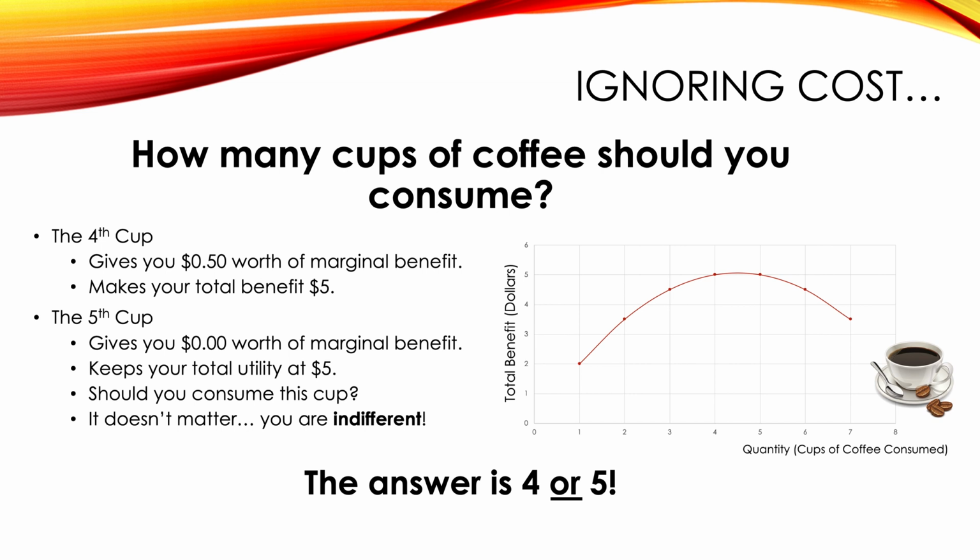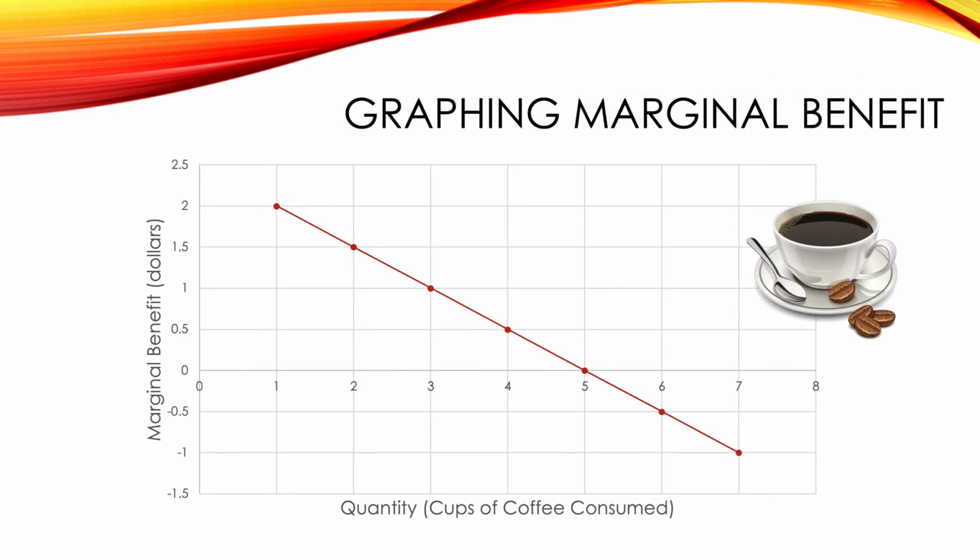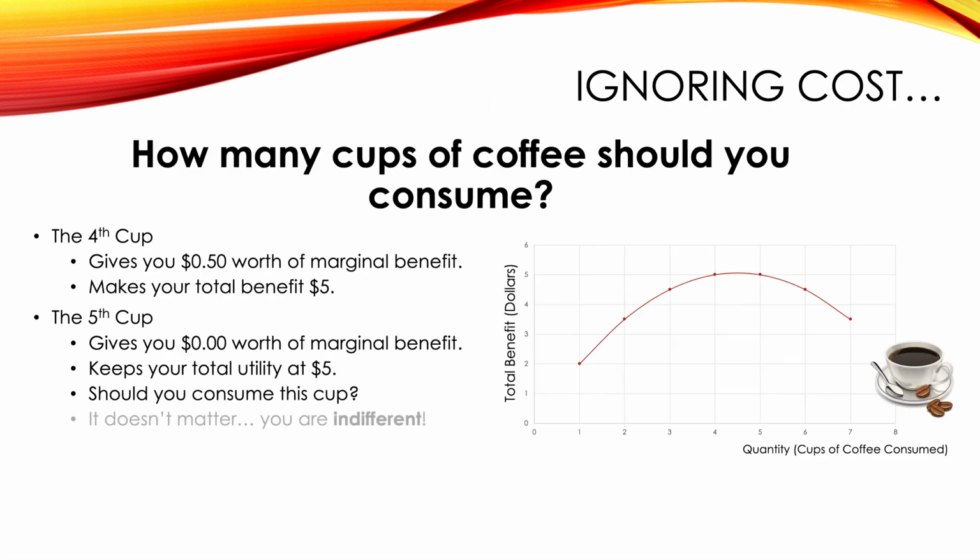So the answer to this question, if we're ignoring costs, is 4 or 5 cups of coffee. That is the ideal quantity to consume. And if you look at, again, the previous one, the marginal benefit, there is your fifth cup right there. That gave you no marginal benefit. The fourth cup was the last one that gave you positive marginal benefit. So you'd be okay with consuming that cup. You'd be indifferent towards consuming that cup. And this cup, you definitely don't want to consume because that would give you negative marginal benefit. So strictly looking at benefit, you would consume either 4 or 5.